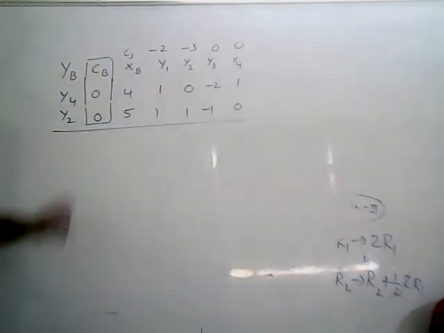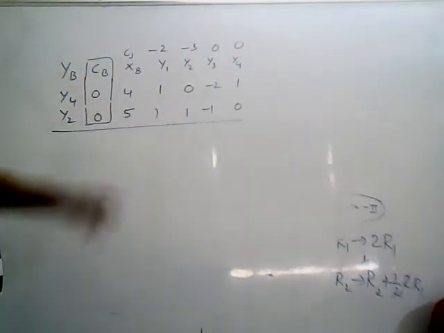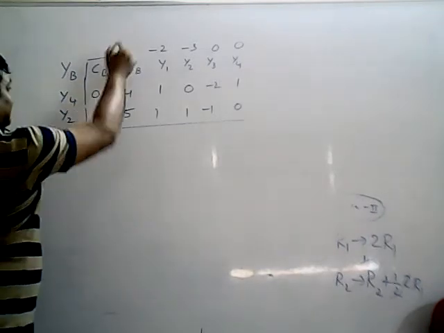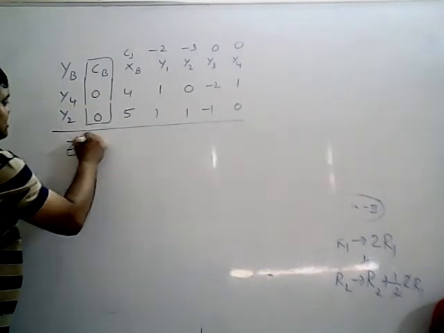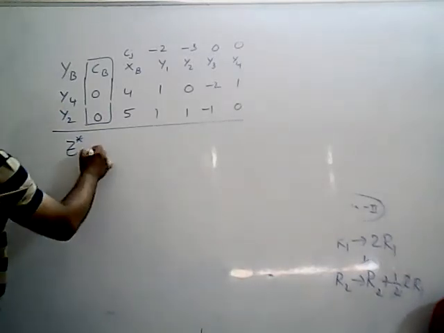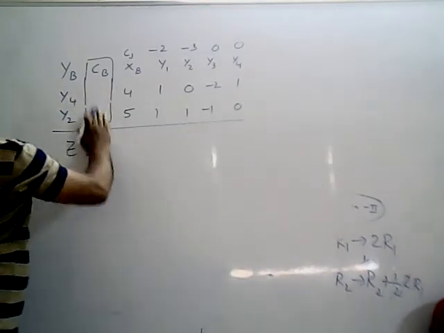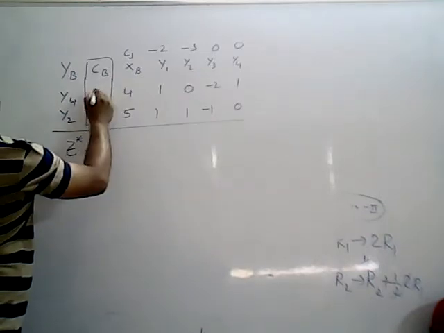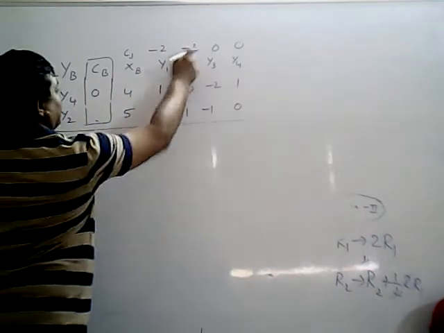Now it is the same simplex. So what is the z star you will get? You will not get z, because the minimization problem has been converted to maximization, so you will get the z star value. What is the z star value? How can we consider the original variables? What is the Y4 original variable? 0. The Y2 original variable is minus 3.